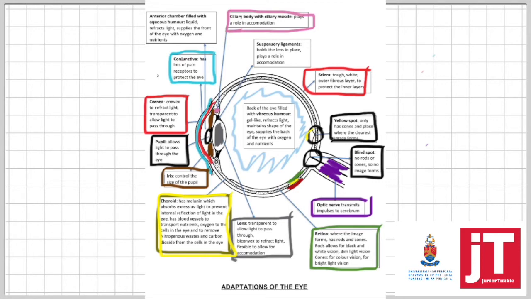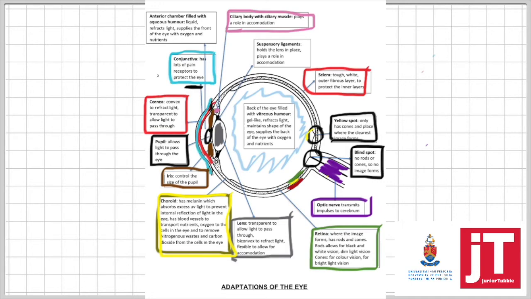Now let's go to the front. In light blue here, I have colored in the conjunctiva, and the conjunctiva has a lot of pain receptors to protect the eye. Directly below the conjunctiva in red is the continuation of the sclera, where the sclera becomes convex and transparent, and that's the cornea. Anything that's convex in the eye is to refract light, and anything that's transparent is to let light pass through. So that is the cornea.